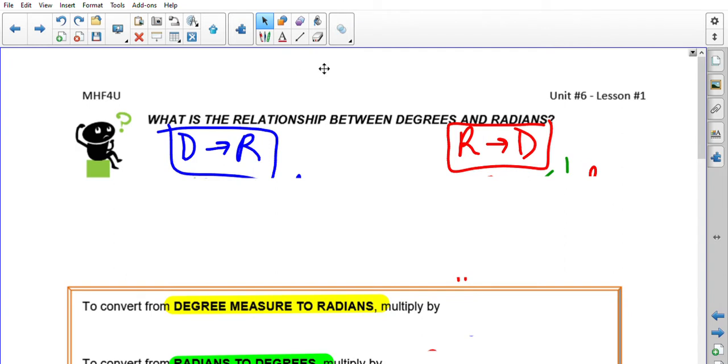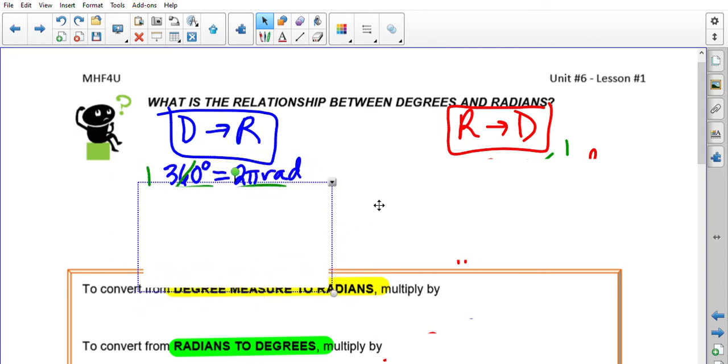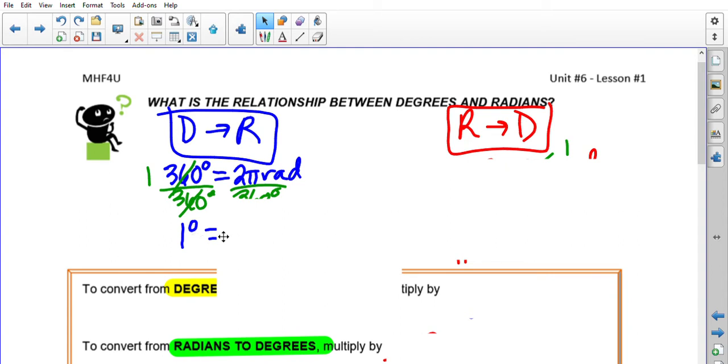So now we need to determine what is the relationship between degrees and radians. Okay, or how can we convert between the two? So if we want to go from degrees to radians, we have to think of this. So we know 360 degrees is equal to 2 pi radians. Okay. So now I want to figure out what 1 degree is. Okay, so if I want to get what 1 degree is in radians, that means I have to divide 360 by itself to get 1, right? And whatever I do to one side, I do to the other.